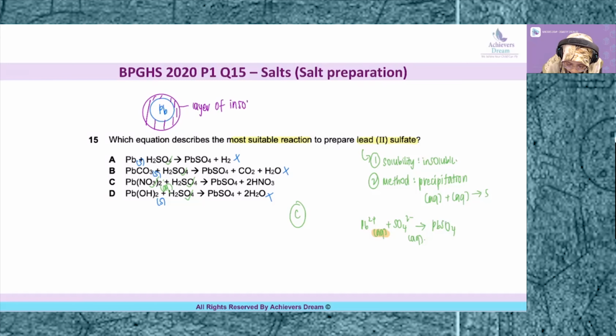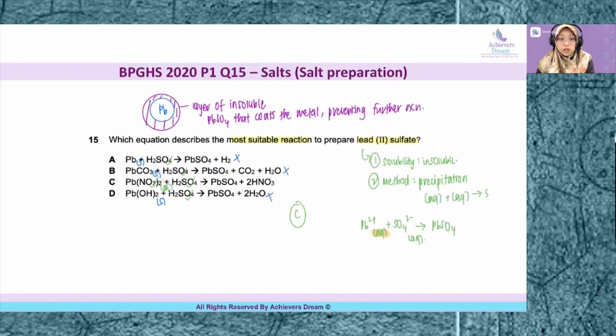insoluble PbSO4 that coats the metal, preventing further reaction between lead metal and sulfuric acid. This results in a low yield of lead(II) sulfate. So the answer is C.